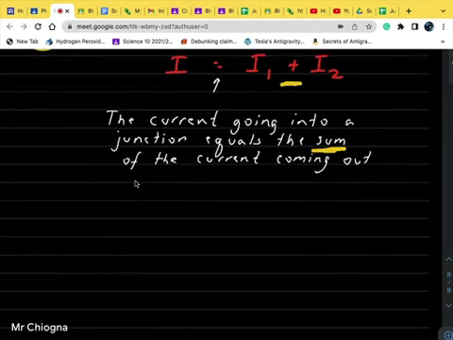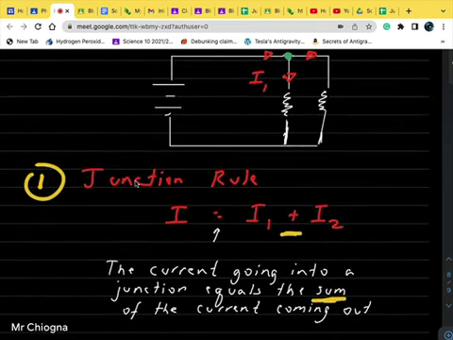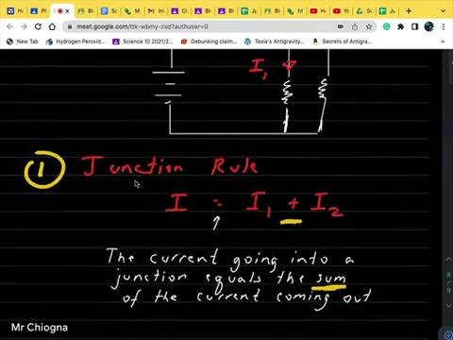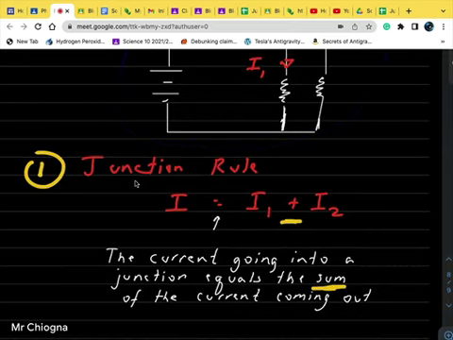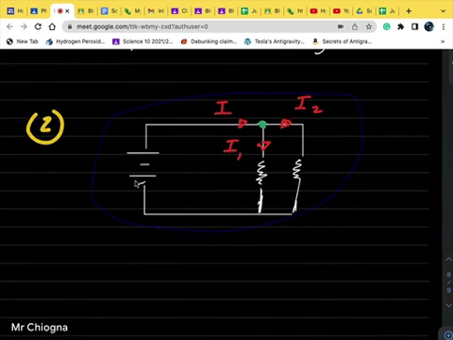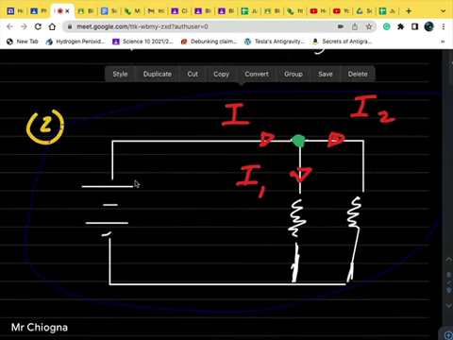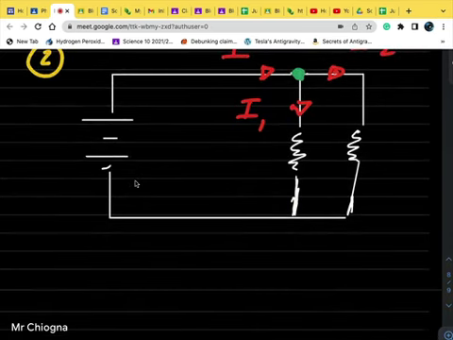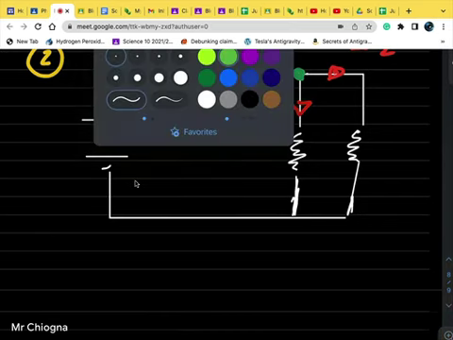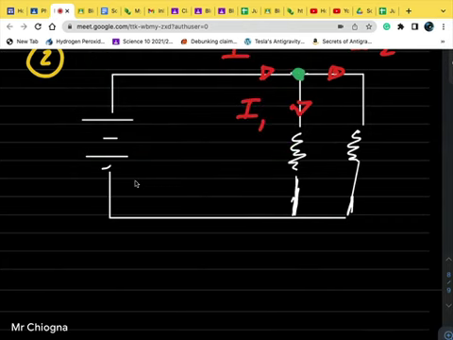Second rule, or law. I'm going to make use of the same circuit. Make it bigger though, helps me. I need a different color. I need to make it bigger. Sure. Start on the positive terminal. We're going to start there. We're going to come back to it, but this is where we're going to start because that's the positive terminal.